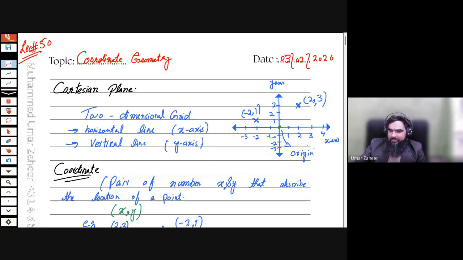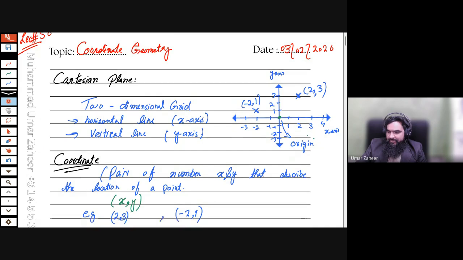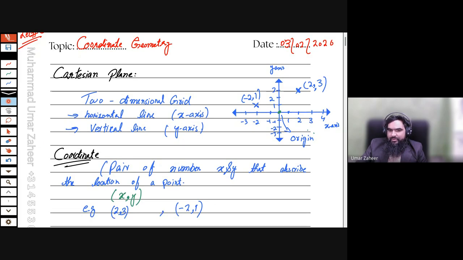Rahim. So in the last class we have done coordinate geometry. We have to recall it and then go for the practice session. First of all, we have to understand what the Cartesian plane is.